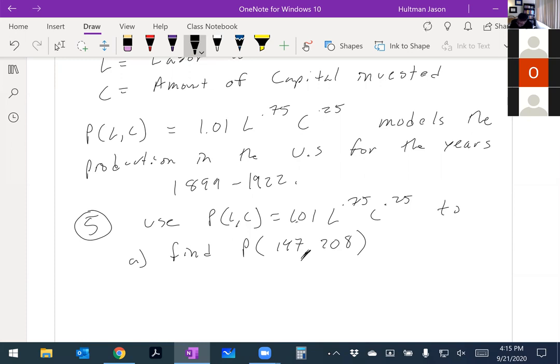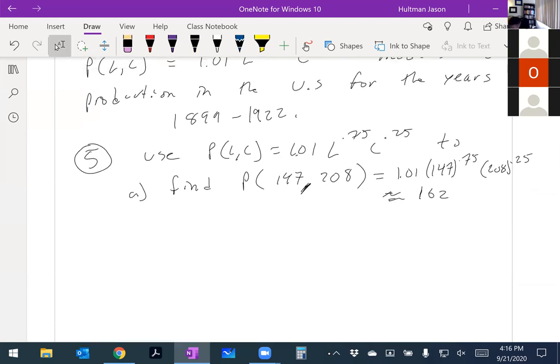Well, we just plug it in. This is 1.01 times 147 to the 0.75 times 208 to the 0.25, which comes out to approximately 162 million production units. This usually is labor hours and dollars, so dollar hours, which is kind of a weird unit, but it is what it is.